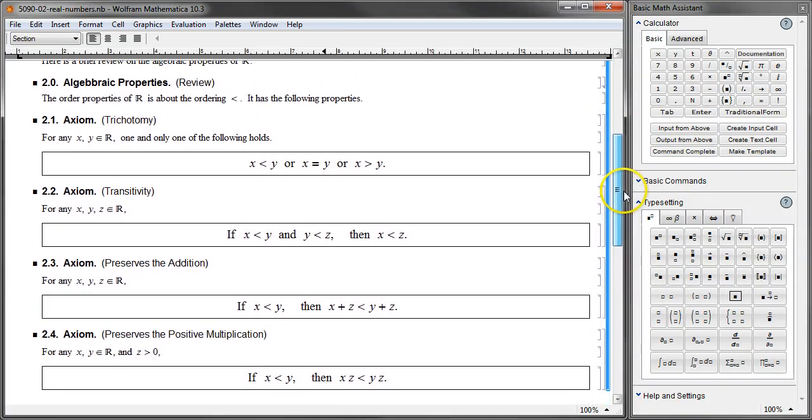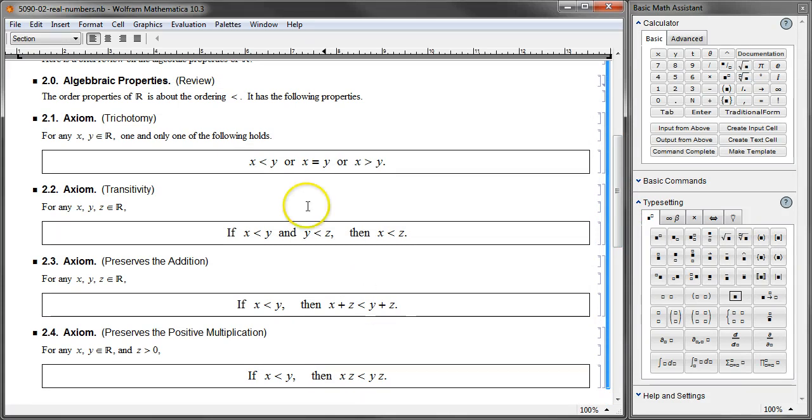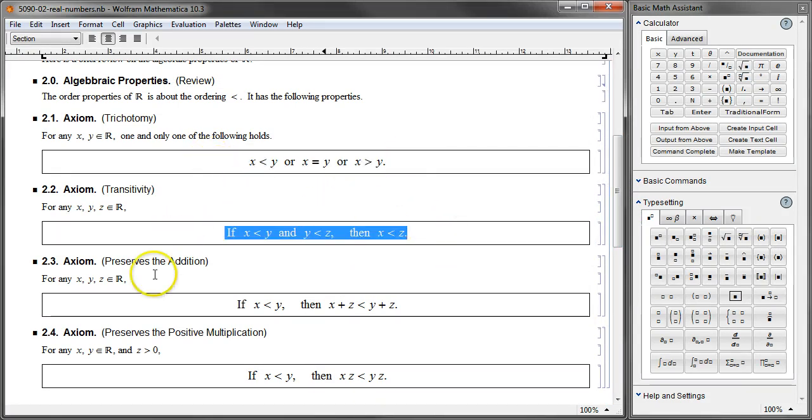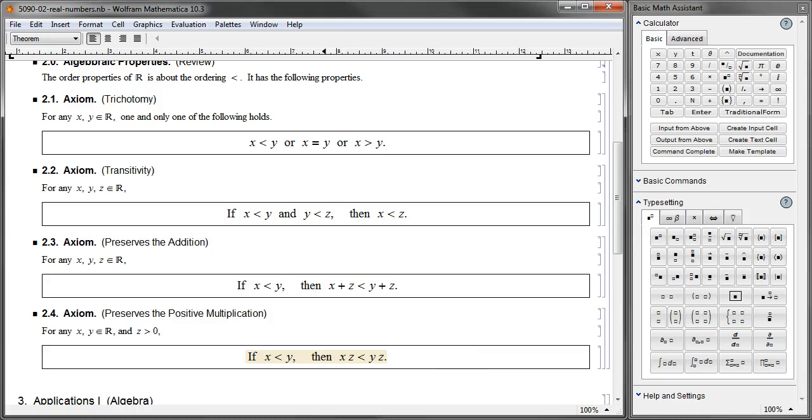And let's come back to the order property. We talked about the first and the second. Now let's go over to the third property. The inequality preserves the addition. If x is less than y, then x plus z is less than y plus z for any real number z. Good. Now how about the multiplication? If x is less than y, then is xz less than yz for every real number z? No, not really, but it's true for every positive real number. If z is positive, then xz is less than yz.